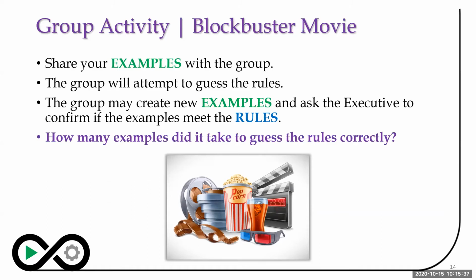At the end, we take a look at how many examples it actually took to guess the rules correctly. Some teams can do it very quickly. They can do it with just those 3 initial examples.